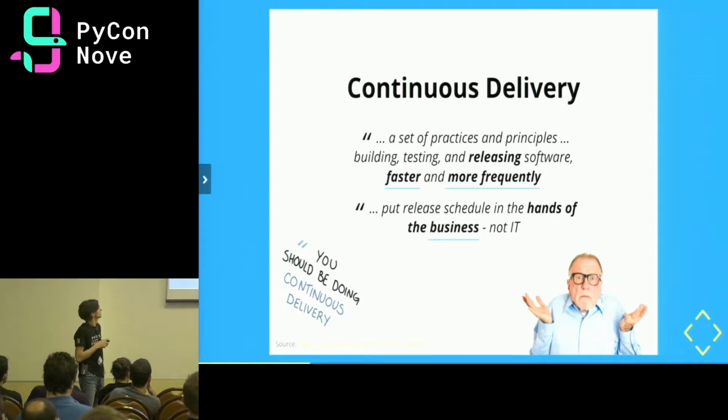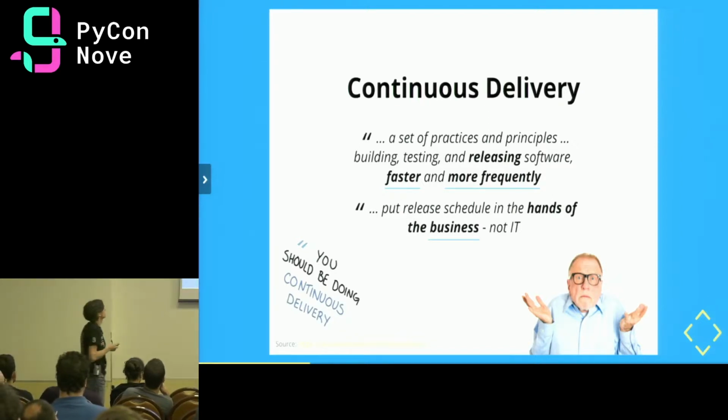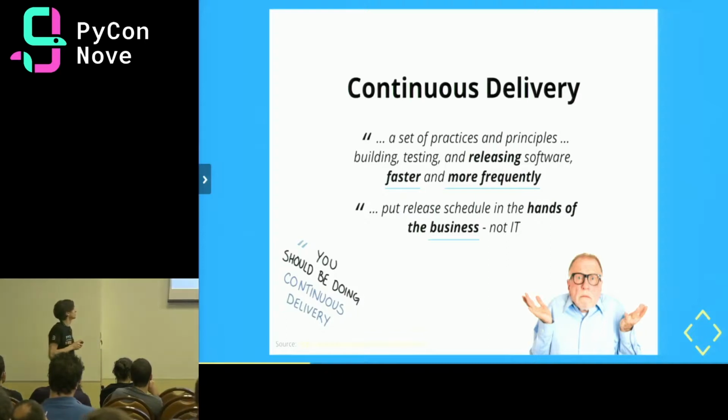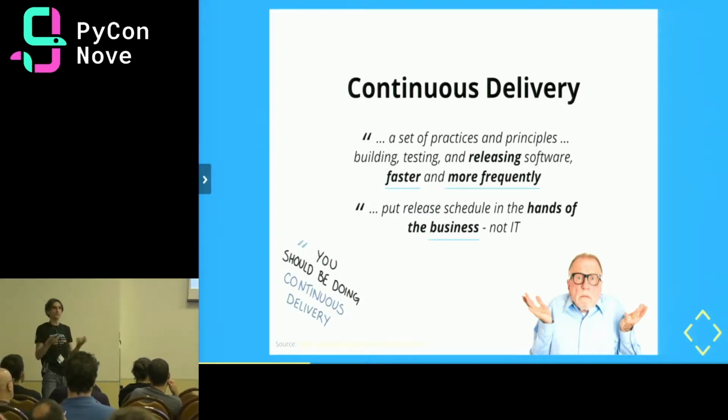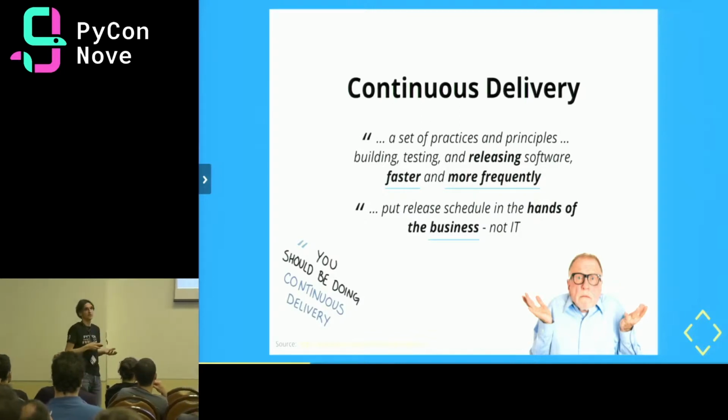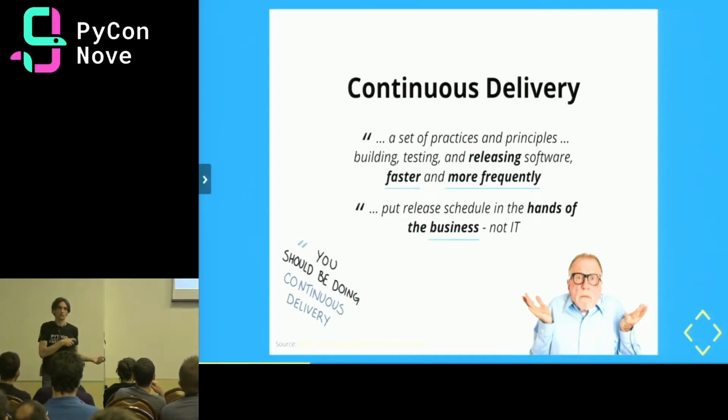And Jez Humble actually adds, for more reliably, for more consistent state. But anyway, it's releasing software more frequently, stable software, and that is a very important aspect of continuous delivery, to put the release schedule out of the hands of developers and into the hands of business. And this is probably something you have not heard so much if you haven't been to the talk of mine of last year.